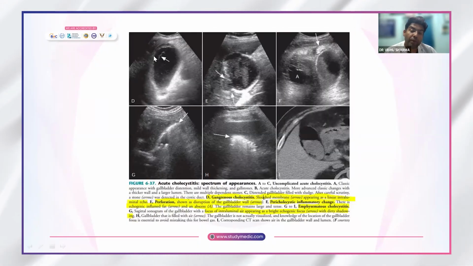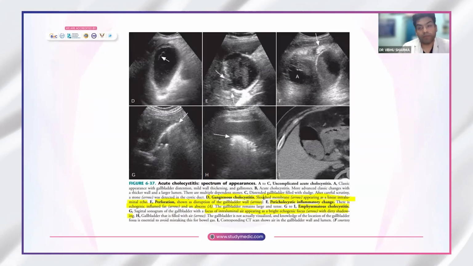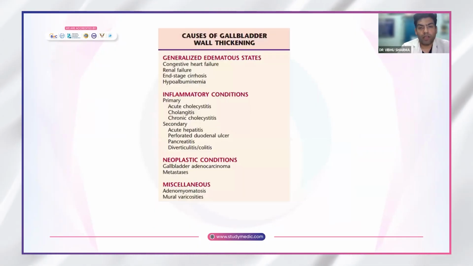Same spectrum of appearances you can see within the GB lumen, multiple sludge. CT just to confirm our diagnosis. But ultrasound is highly diagnostic, and USG is very informative for such patients.